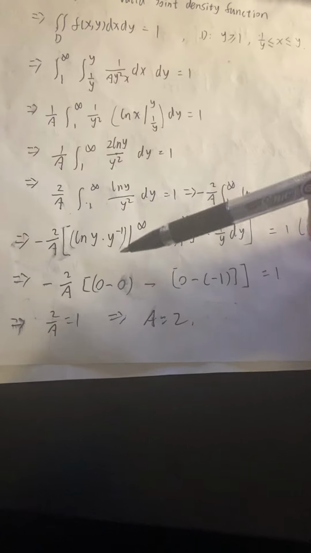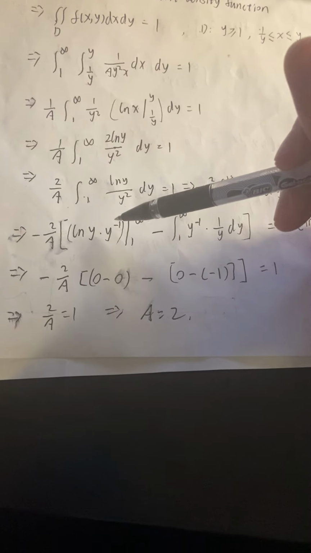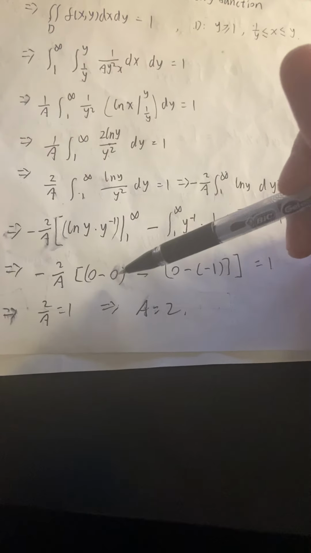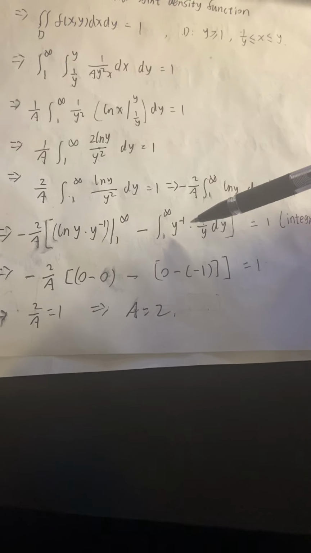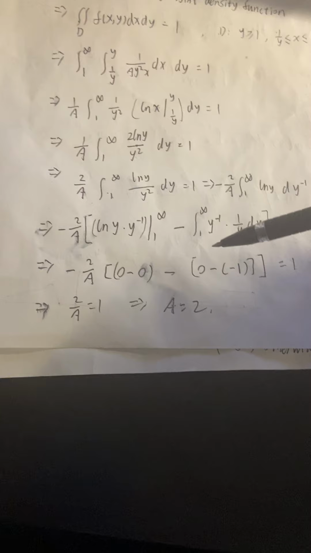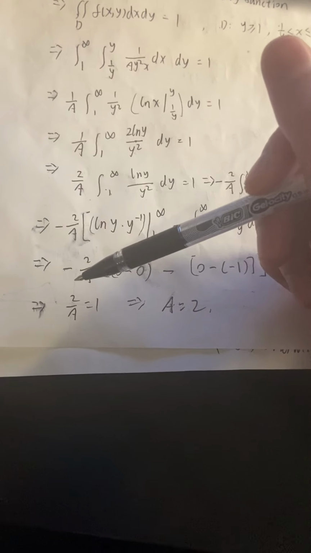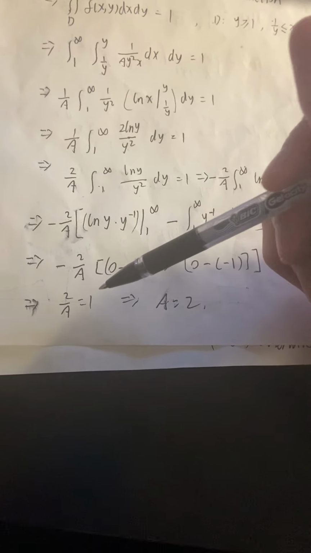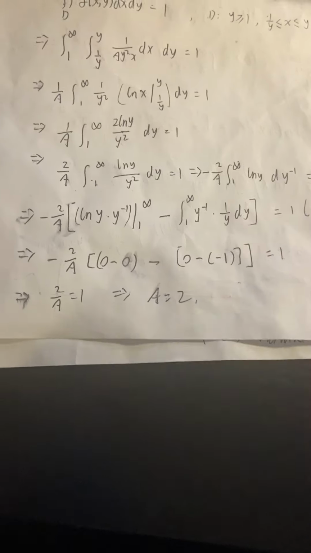So the first term, the result will be 0, and for the second term, the result will be 1. So at last, we have 2 divided by a is equal to 1. So a is equal to 2.